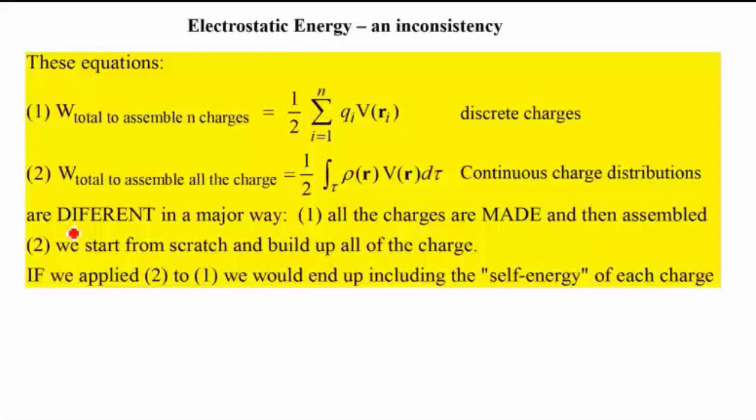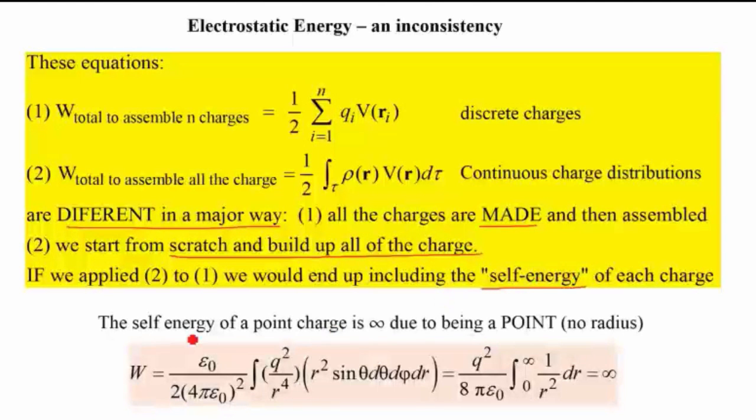These are different in a major way. In the first case, all the charges are already made and then assembled. In the second, we start from scratch and build up all of the charge. So if we apply 2 to 1, in other words we try to consider assembling a charge density that was of discrete charge, we would end up including what we would call the self-energy of each charge, because we haven't made those charges. The self-energy of a point charge, if you remember, is infinity.